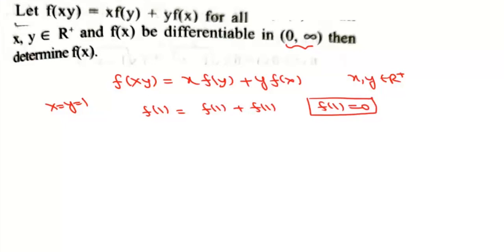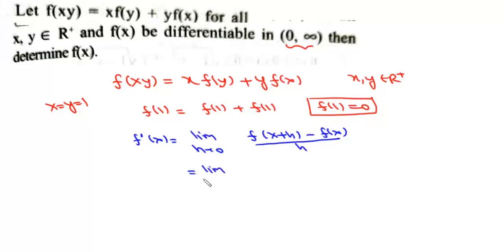Now we'll find f dash x. Now this f dash x will be this limit h tends to 0 of f(x plus h) minus f(x) upon h, which is this limit h tends to 0 of f(x into (1 plus h upon x)) minus f(x) upon h. Now this is f(x into y). Now we can write f(xy) as x f(y) plus y f(x).